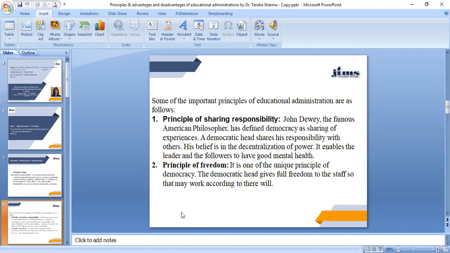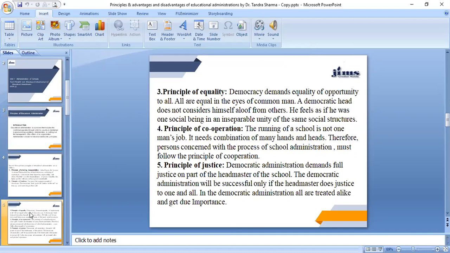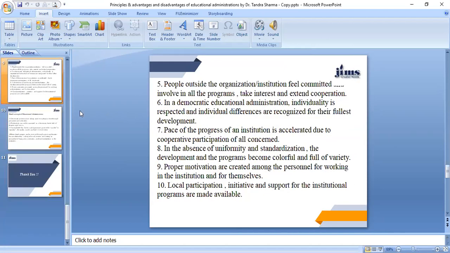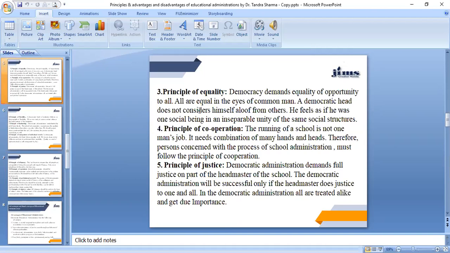The students should be allowed academic freedom. There should not be any imposition on the students from the authorities concerned. The third principle is the principle of equality. Democratic administration should provide equality of opportunity in the field of education.